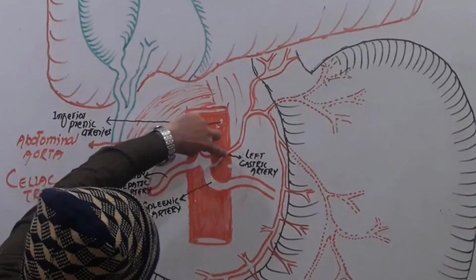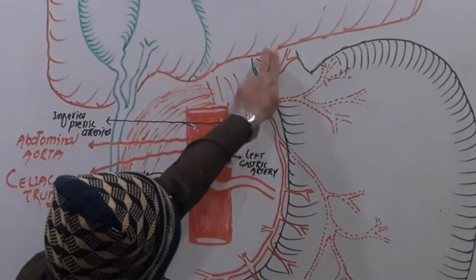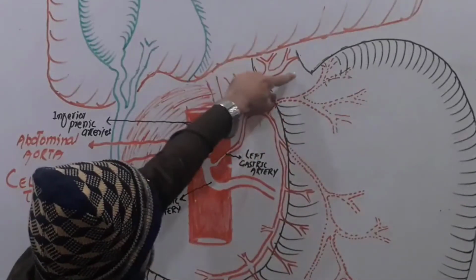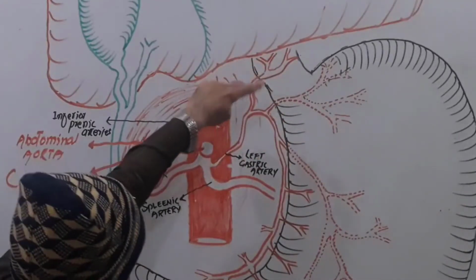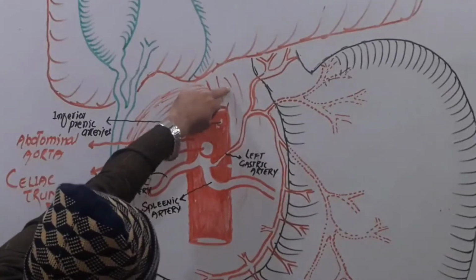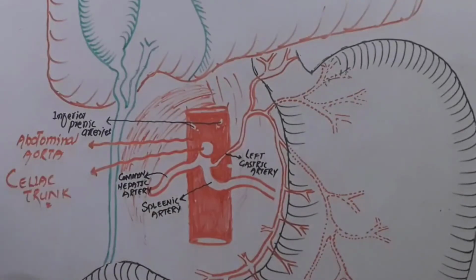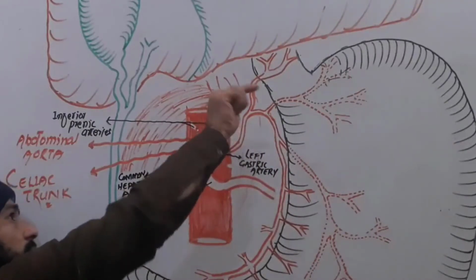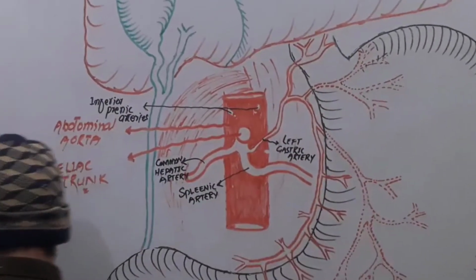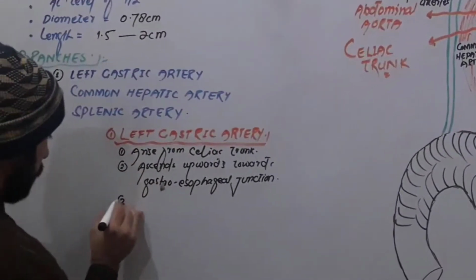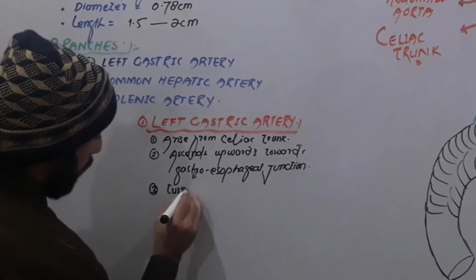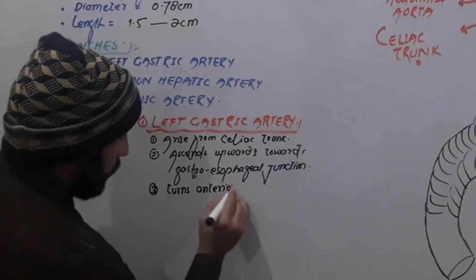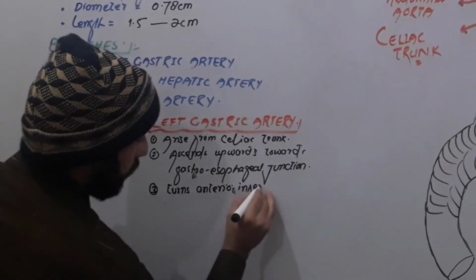As you can see, it is ascending upward towards the gastroesophageal junction. Here is our esophagus and this is our stomach. Then what does it do? This artery turns anterior-inferiorly, right? So let's write it here. Then it turns anterior-inferiorly.